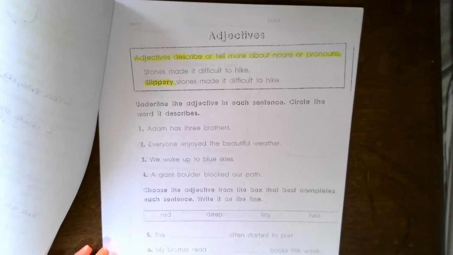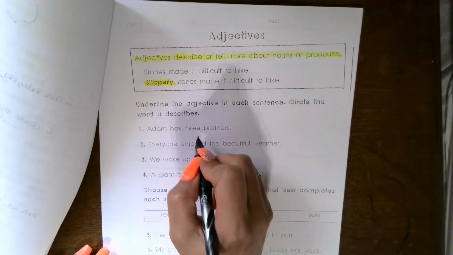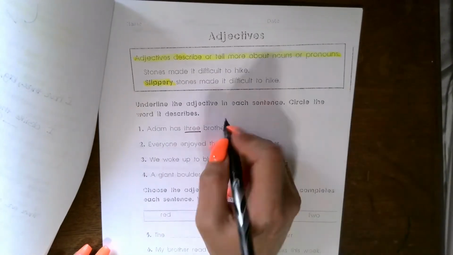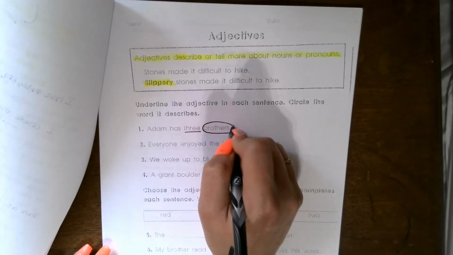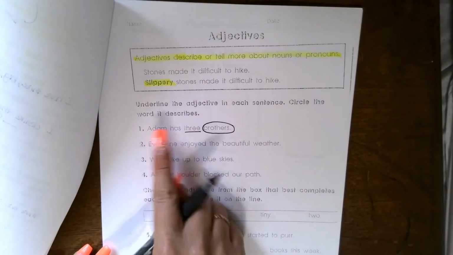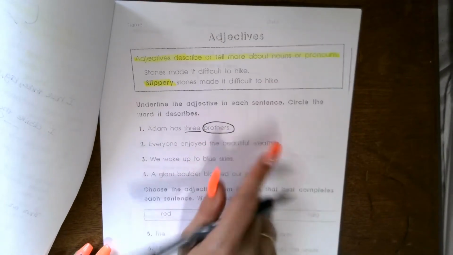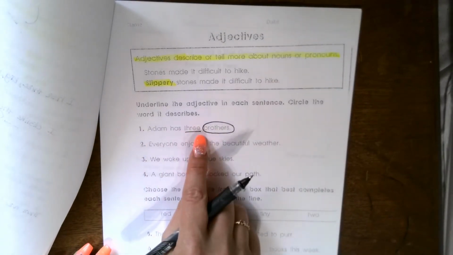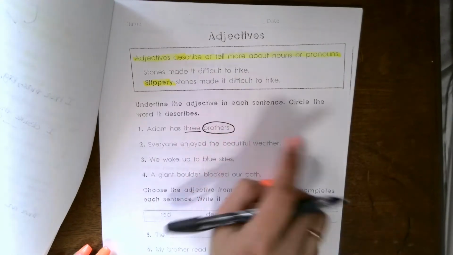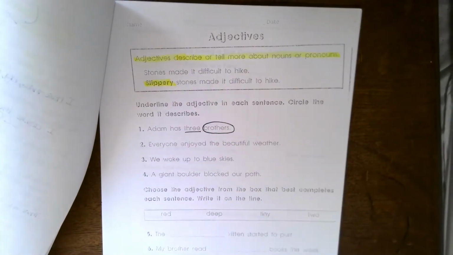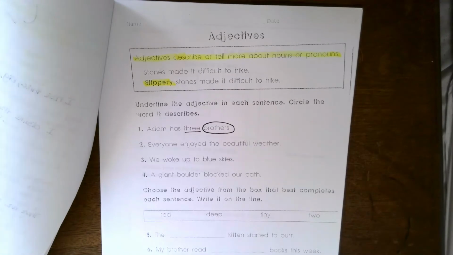Number 1, Adam has 3 brothers. So we're going to underline adjectives and we're going to circle the noun or the word it describes. 3. Now we could write Adam has 3 little brothers. Adam has 3 big brothers. Adam has 3 little loving brothers. Adam has 3 big energetic brothers. Maybe they're helpful brothers. Okay, next section.